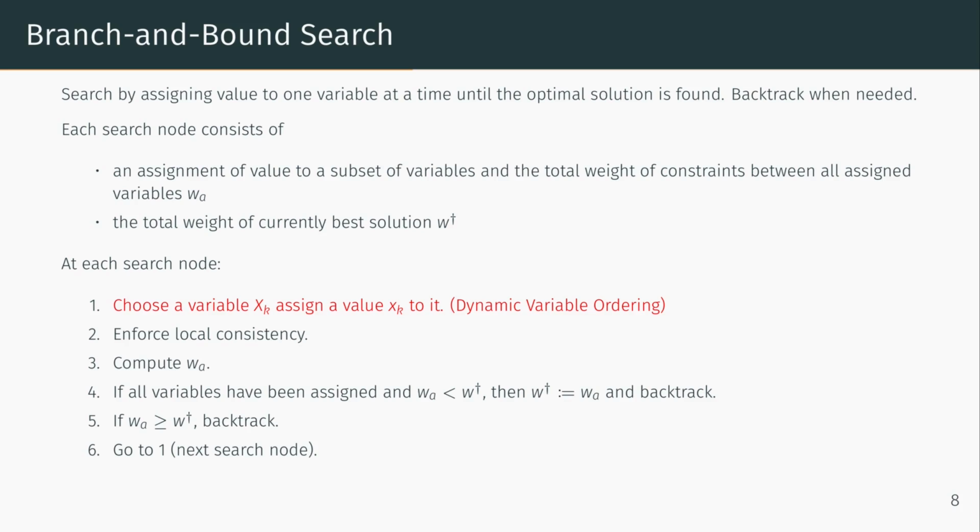Otherwise, if not all variables have been assigned, then if WA is already worse than the currently best node solution, then we backtrack. There's no need to go down further. And after that we go back to step 1, which is the next search node.